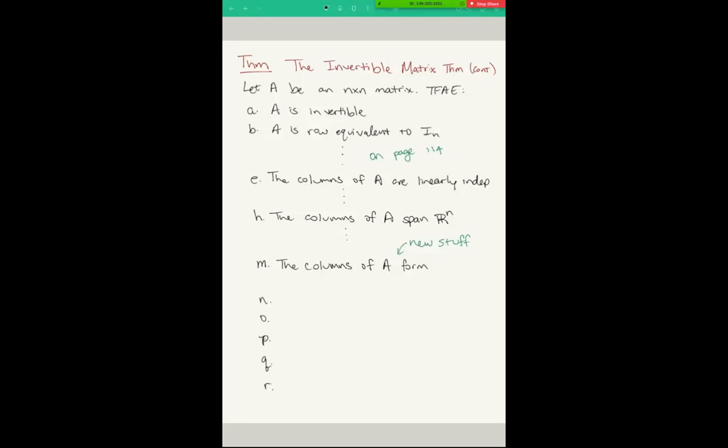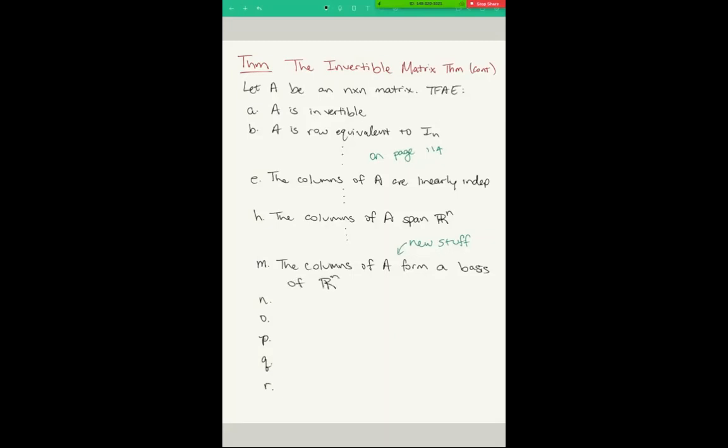So for property M, what happens if we have columns that are linearly independent and they span? That's the same thing as saying we have a basis, right? A basis is just a set that's linearly independent and spans. So that means that the columns of A form a basis of Rn.